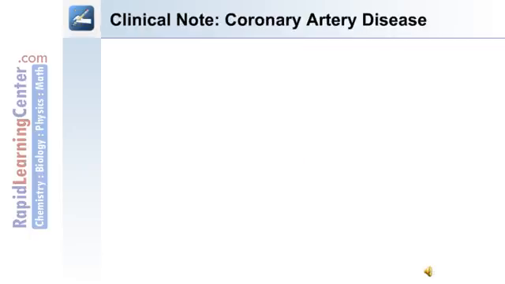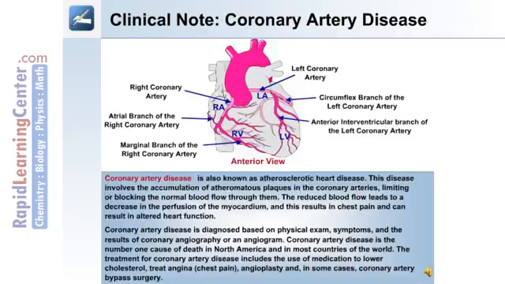The following is a clinical note on coronary artery disease. Coronary artery disease is also known as atherosclerotic heart disease. This disease involves the accumulation of atheromatous plaques in the coronary arteries. This limits or blocks the normal blood flow. The reduced blood flow leads to a decrease in the perfusion of the myocardium, and this results in chest pain or angina and can result in altered heart function.